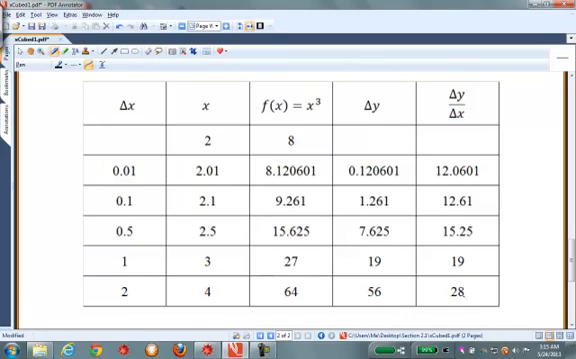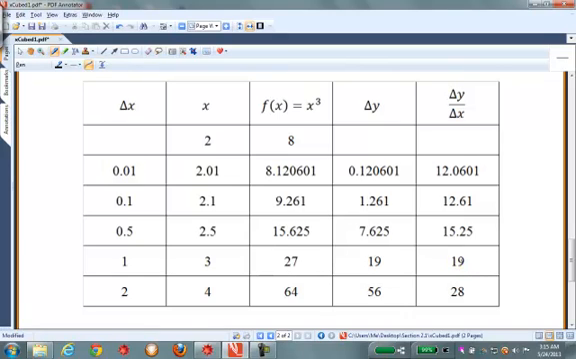If, instead of using 4 as the right point, we use 3, then x would have changed from 2 to 3, its change would have been 1. y would have changed from 8 to 27, so its change would have been 19. The rate of change in y with respect to x would have been 19 divided by 1, or 19.